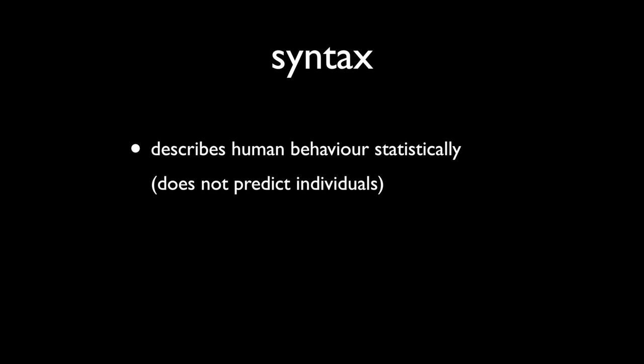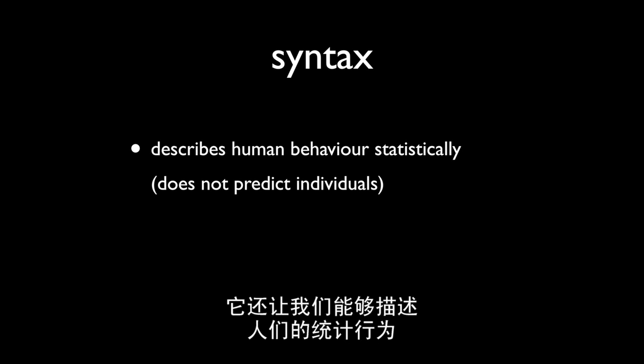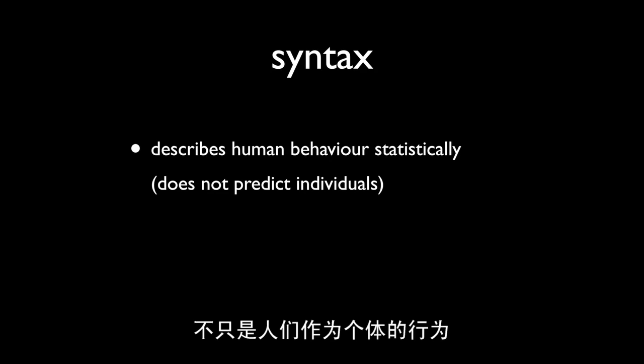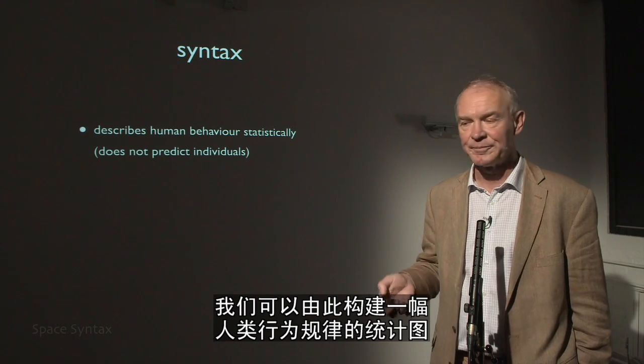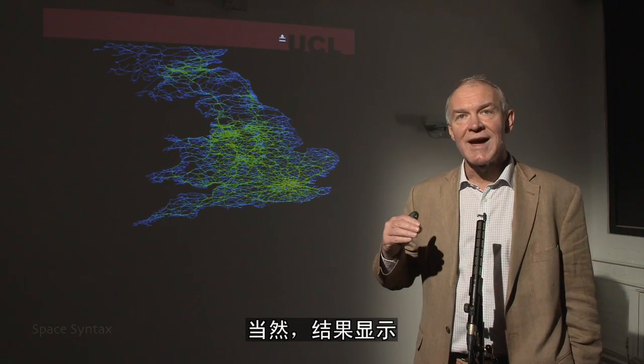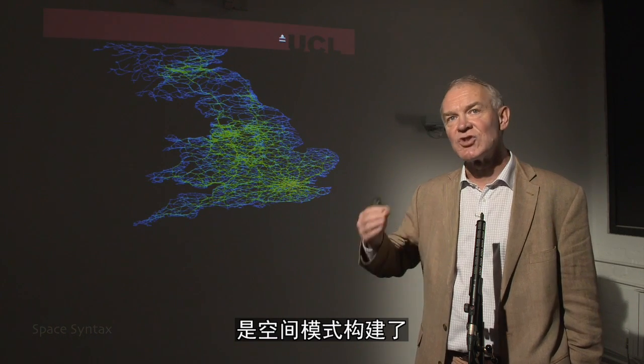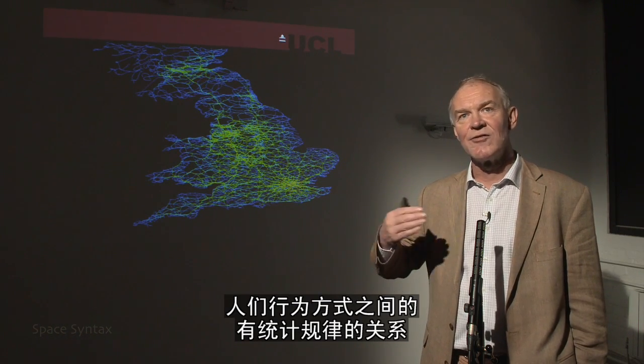It's also important that what it allows us to do is to describe the statistical behaviour of people. So that's not just people as individuals, but the way individuals come together to act as whole groups, as whole populations. We can construct a statistical picture of the regularities of human behaviour. It turns out, of course, that it is patterns of space that seem to construct the relationships that are statistically regular between the way that people behave. So the main street carries larger through movement spaces than the back street. This is a statistical regularity, but it depends on the morphology of the structure of those spaces with respect to each other.